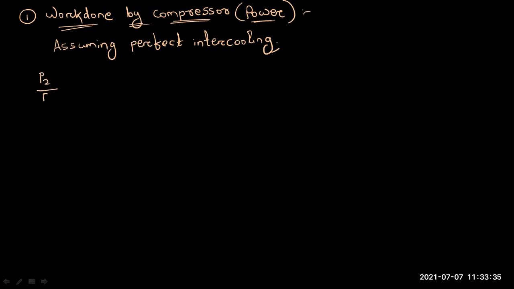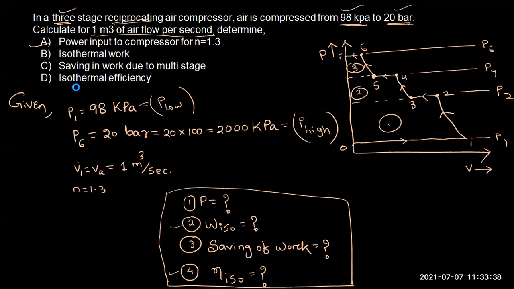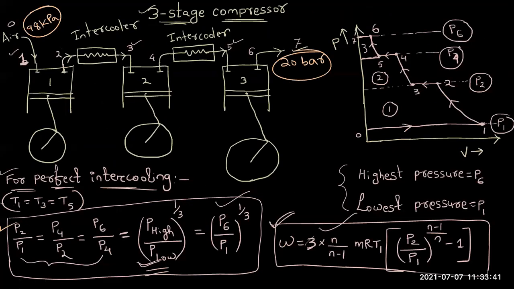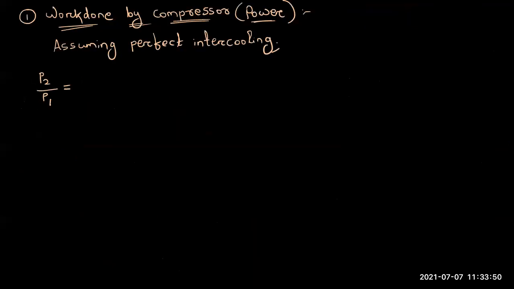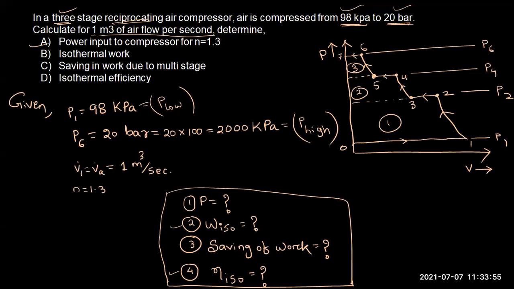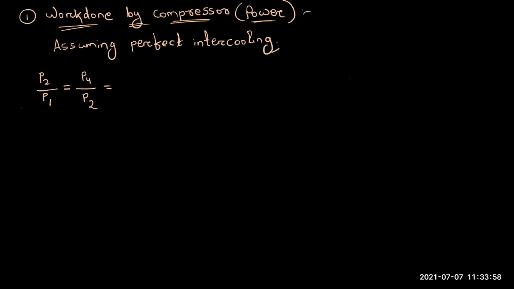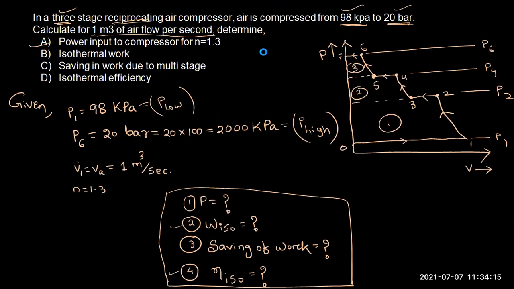We have P2 by P1 equal to, this condition we will write. The pressure ratio will remain the same. P2 by P1 for the first stage, which is equal to, for the second stage the pressure ratio P4 by P2, which is equal to, for the third stage the pressure ratio P6 by P4, which is equal to (P high divided by P low) whole to the power 1 by 3. Okay, so this condition I have applied.